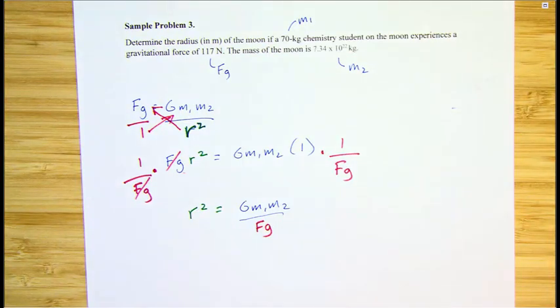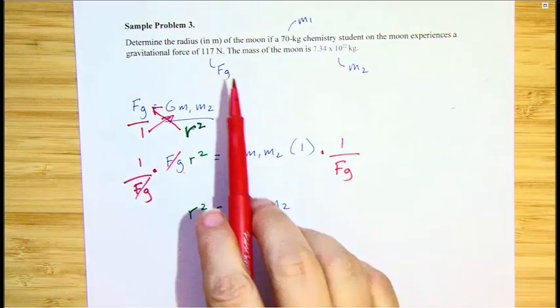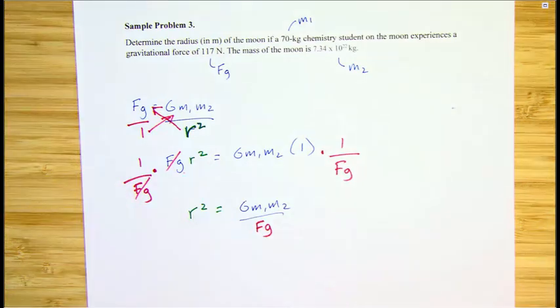But wait, there's more. Because it didn't ask us to determine the radius squared of the moon, it asked us to determine the radius of the moon. And this answer is going to give us the radius squared. So how do you go from squared to unsquared? You take the square root.